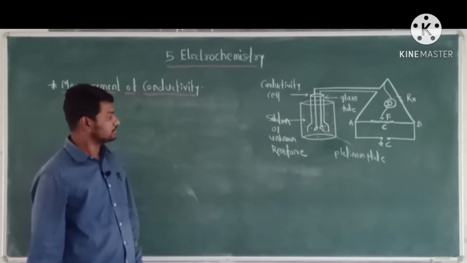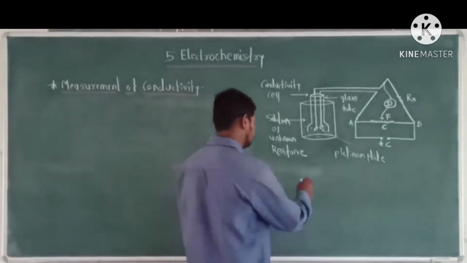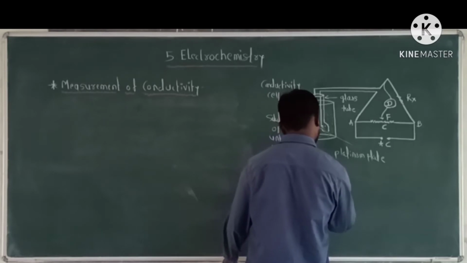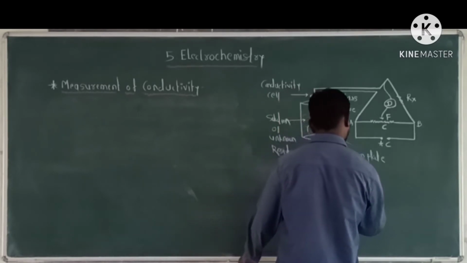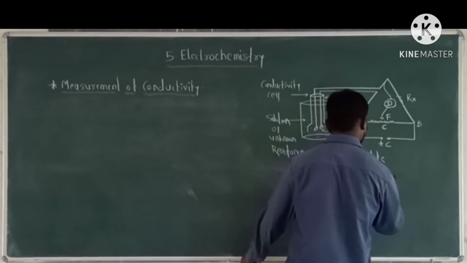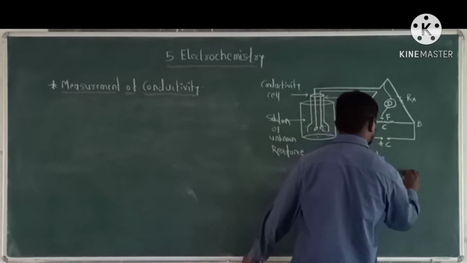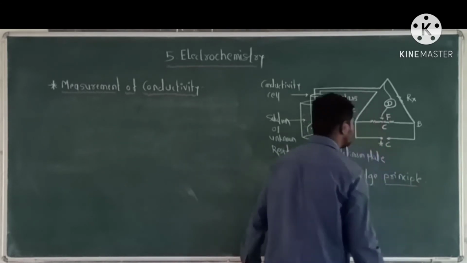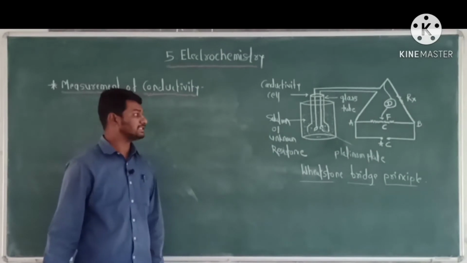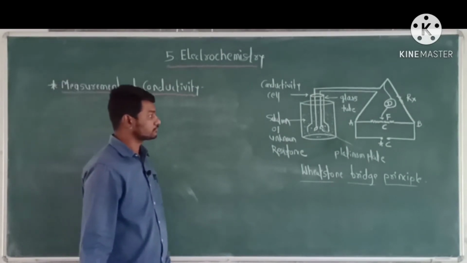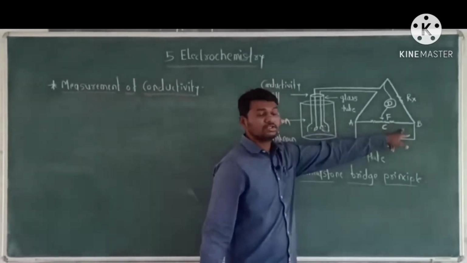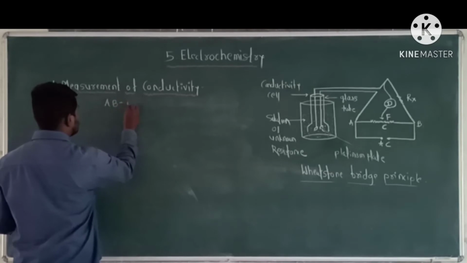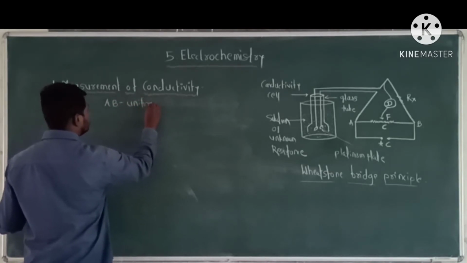Okay. Now next is the Wheatstone bridge principle. First, construction. AB is the uniform wire.